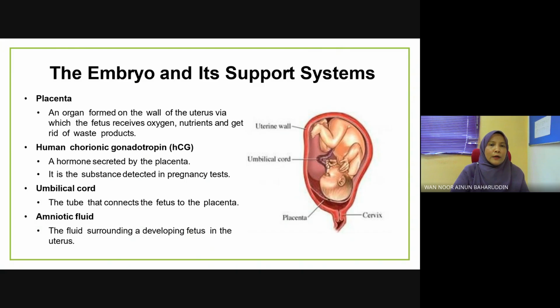What are the embryo support systems? First one, they do contain the placenta, the one that we have discussed before. It is an organ, right? To form a wall of uterus where the fetus can receive oxygen, nutrients, and gas, and ways of getting rid of waste products is through what we call simple diffusion. Diffusion means the exchange directly happens here. Diffuse through it.